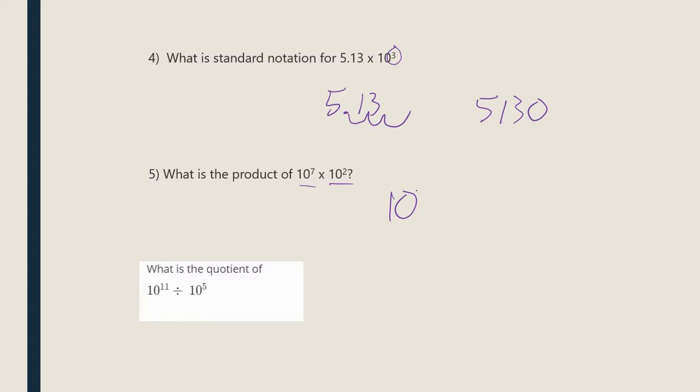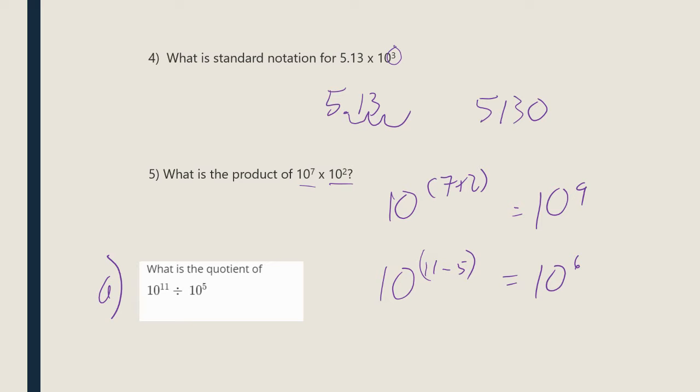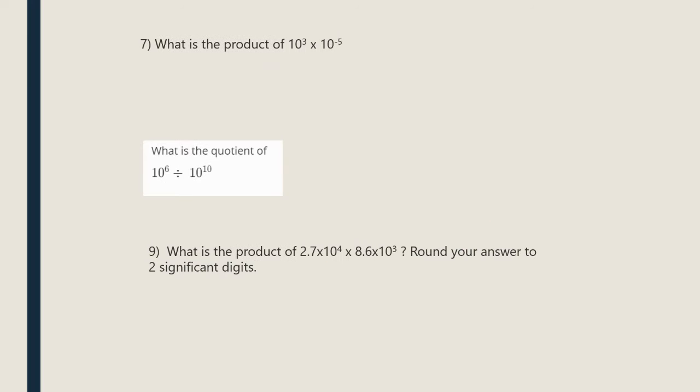If we're going to take the product of 10 to the 7th times 10 squared, we're going to add the exponents. So it's 10 to the 7 plus 2, which equals 10 to the 9th. This is number 6. If we're going to divide 10 to the 11th by 10 to the 5th, we're going to take 11 and subtract 5, which is 10 to the 6th power. All right.